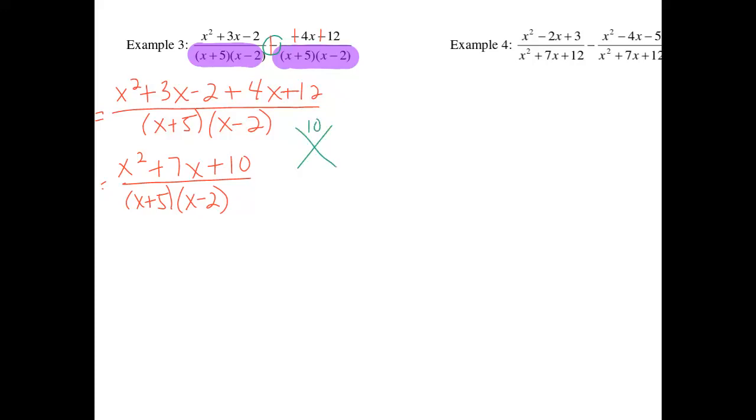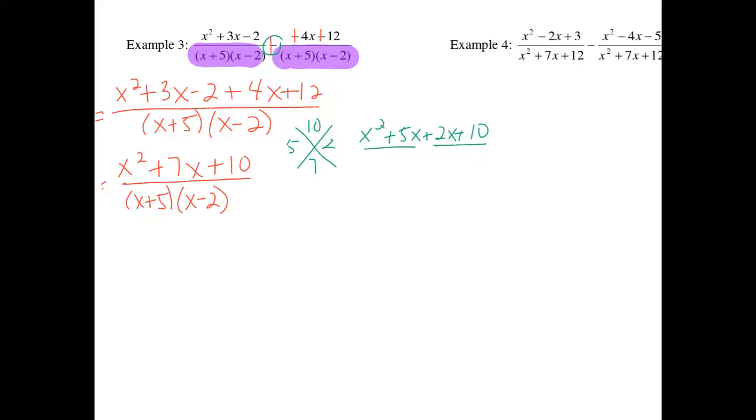You should have a 10 on top and a 7 on the bottom. And we need two numbers that multiply to 10 but add to positive 7. You should be thinking about 5 and 2. So we'll go ahead and rewrite the numerator as x squared plus 5x plus 2x plus 10.